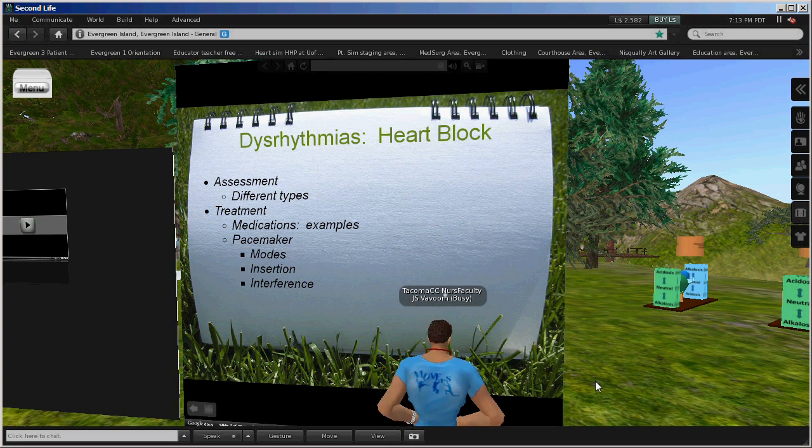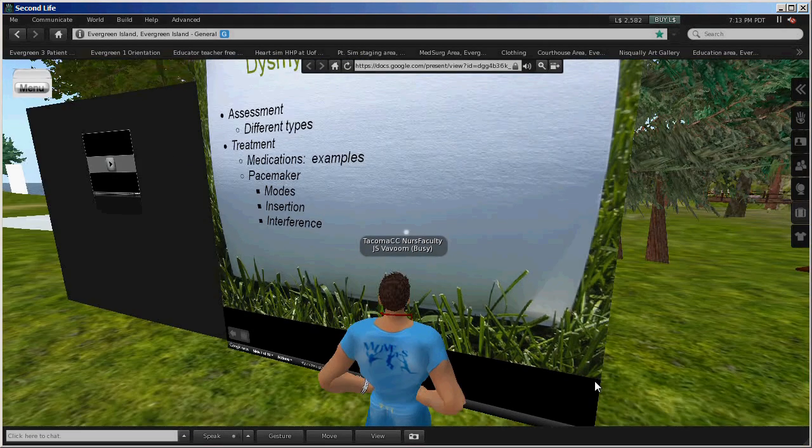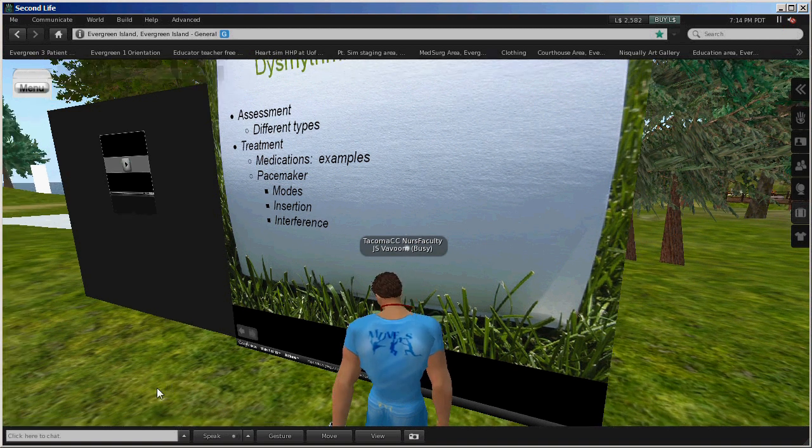So we're going to walk over and take a look at some heart block in terms of assessment, and of course you also need to know treatment, the medication examples, and various aspects of pacemakers such as modes of pacing, insertion, and interference. We'll come back to this.